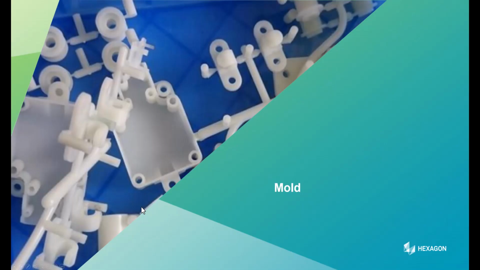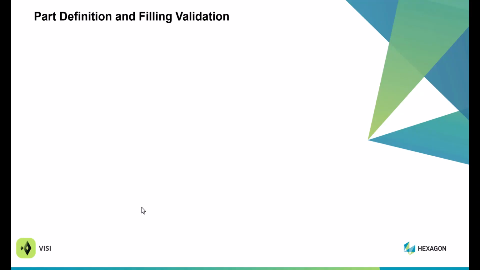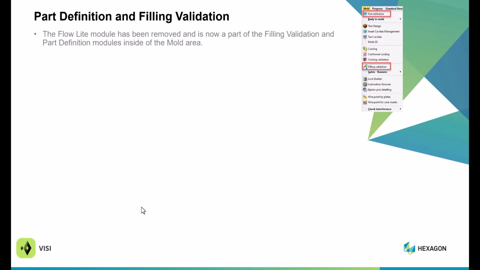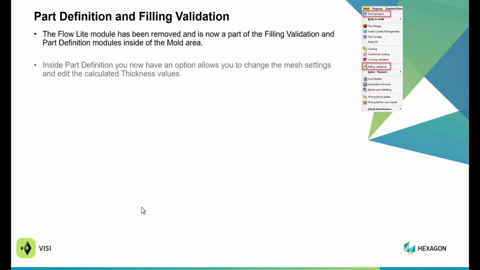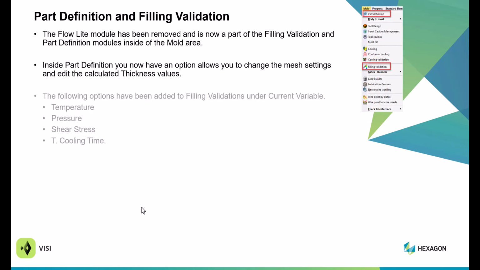Now we're going to review what is new within the mold module. So with part definition and filling validations, there have been some recent updates as well. So the flow light module has actually been removed and is now part of the filling validation and part definition areas. What does this mean? Inside part definition, you now have options to change your mesh settings and edit the calculation of the thickness values.